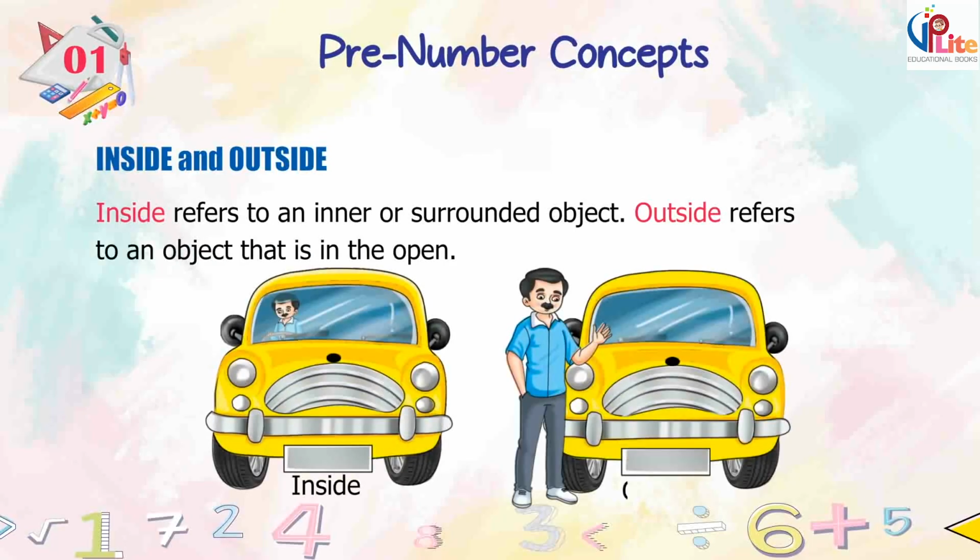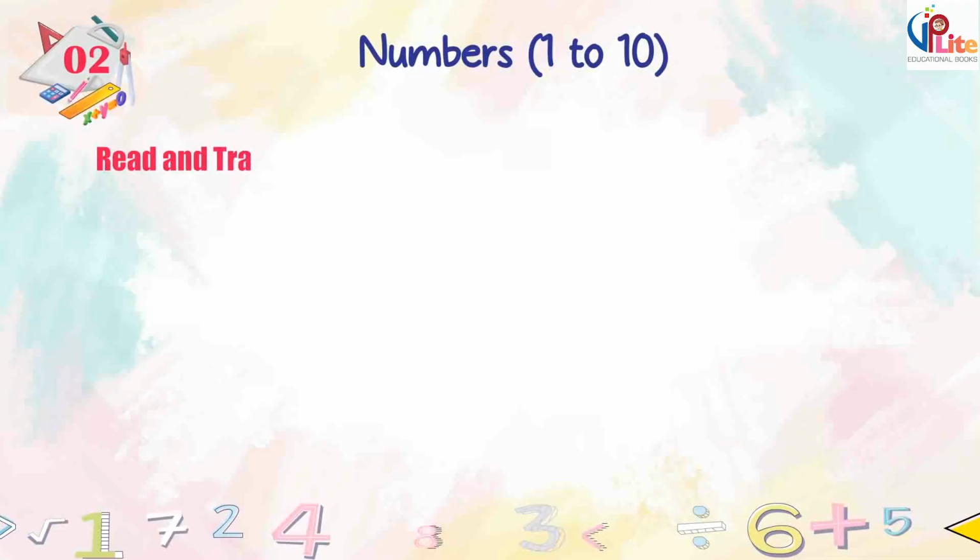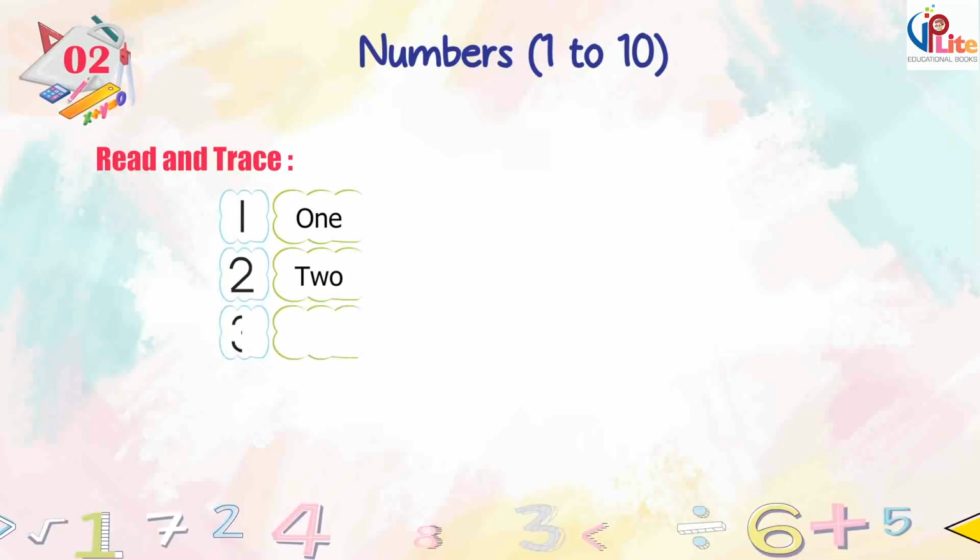Inside. Outside. Chapter 2. Numbers 1 to 10. Read and trace. 1. O N E. 1. 2. T W O. 2. 3. T H R E E. 3.